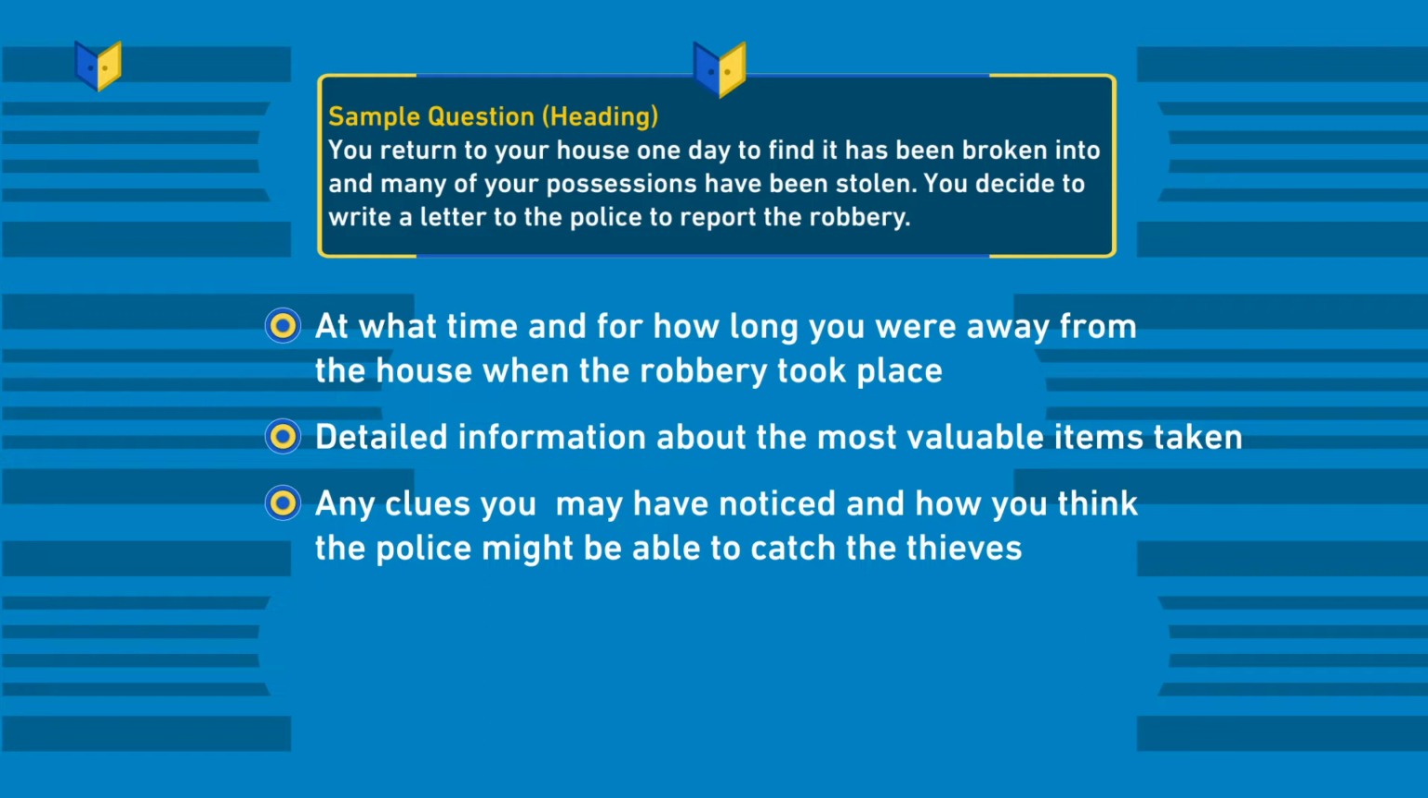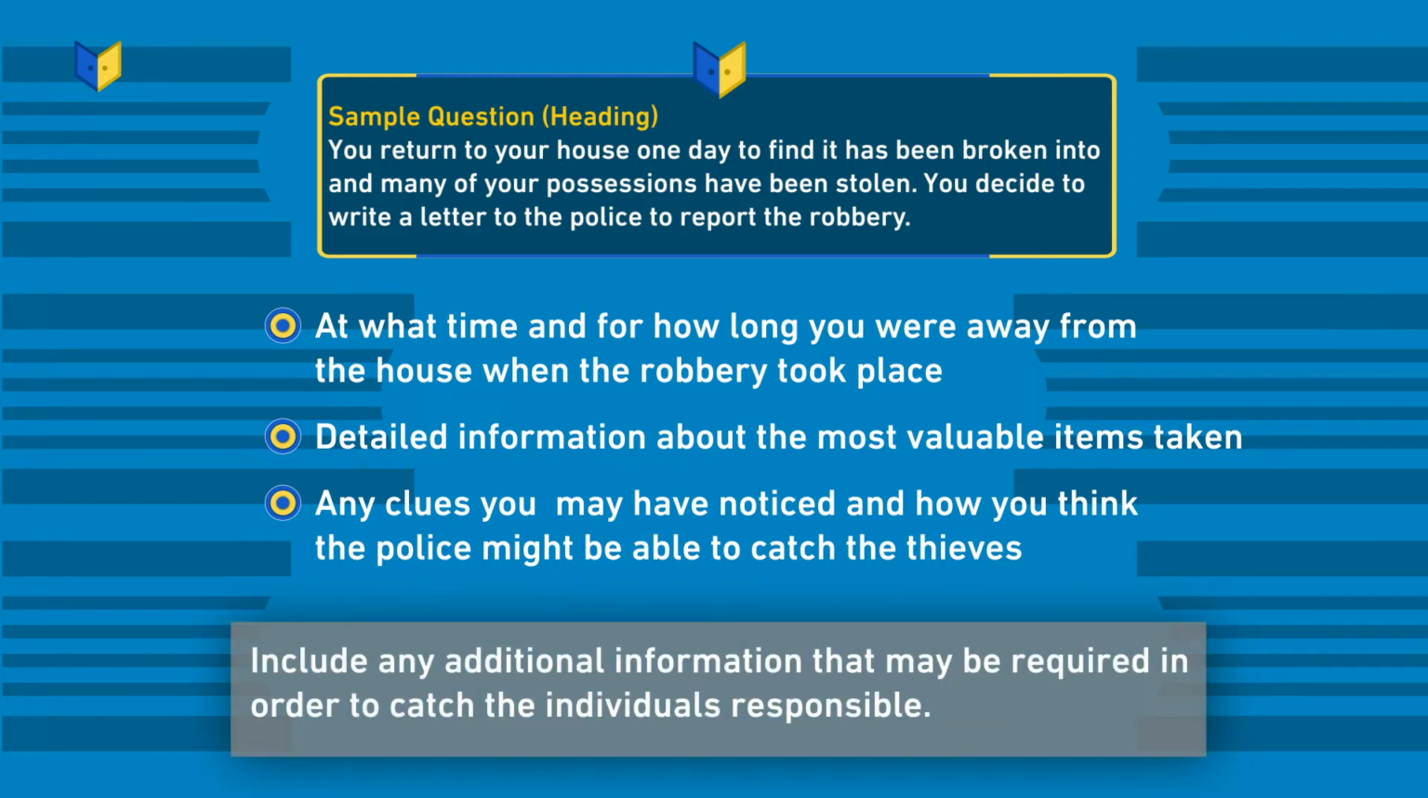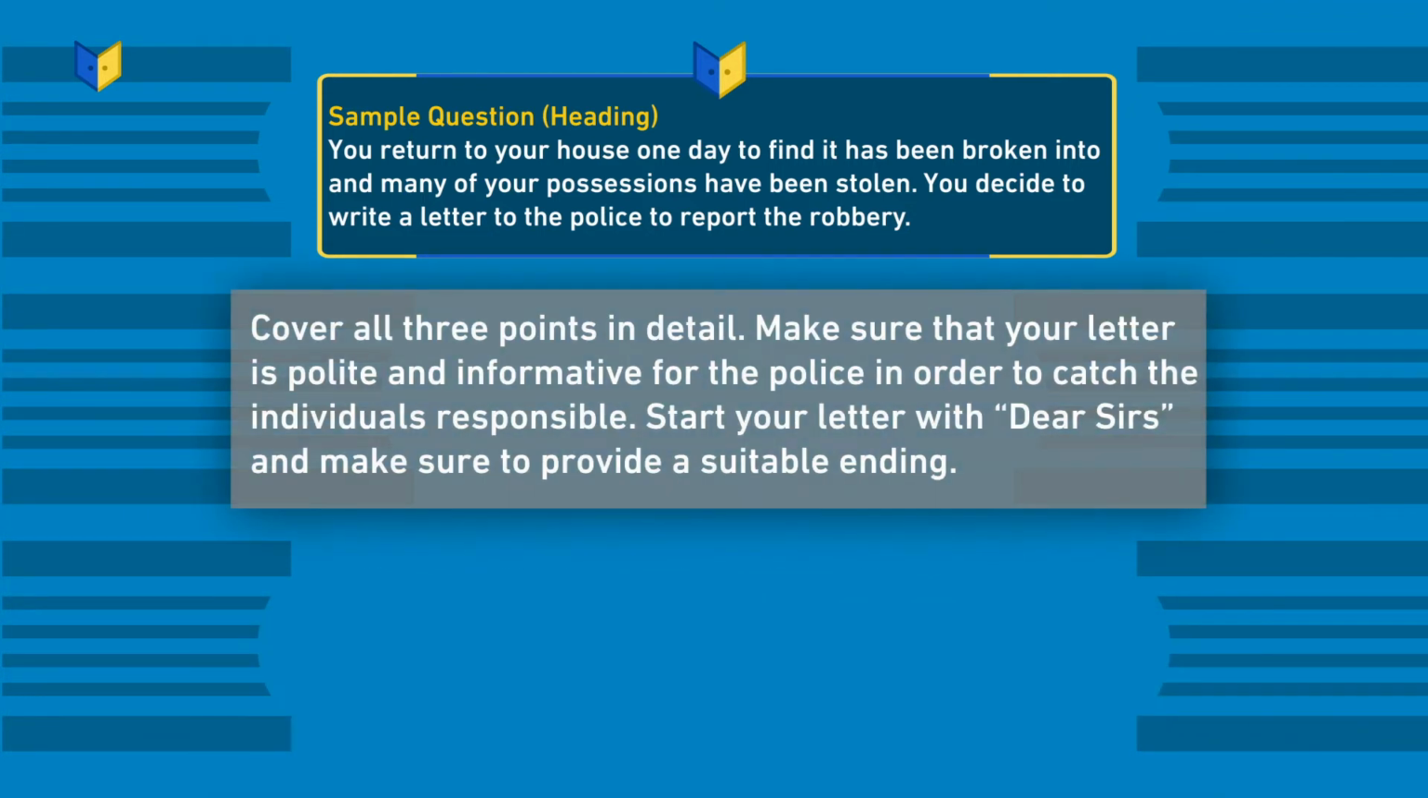Once these 3 content points are over, there is another sentence that is usually embedded in the question, and that includes: you are required to provide any other information that you think the police may find useful in catching the people responsible. Additionally, another 2 keywords that are mentioned in the question are that your letter is supposed to be polite and informative. These are keywords that you really need to use to your benefit when you're writing the body paragraph.